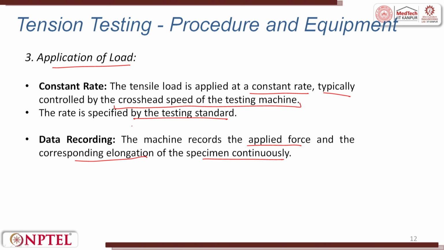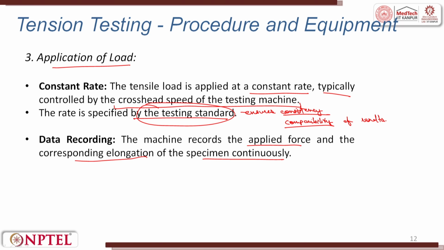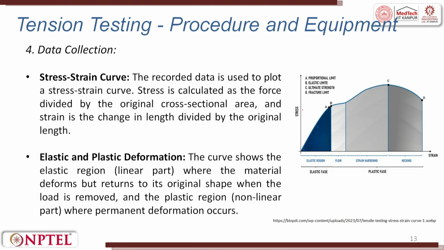So there is a specified testing standard. Again, I am stressing here, this is a specific testing standard which ensures consistency. So consistency is one factor, then comparability of results is also one factor. That is, one test we conduct at IIT Kanpur, another test for the same specimen we conduct at MIT US. Then the comparability of the results would be there, the results would be similar provided the material has come with the same specifications. Then comes the data collection, that is, we obtain the stress strain curve here.